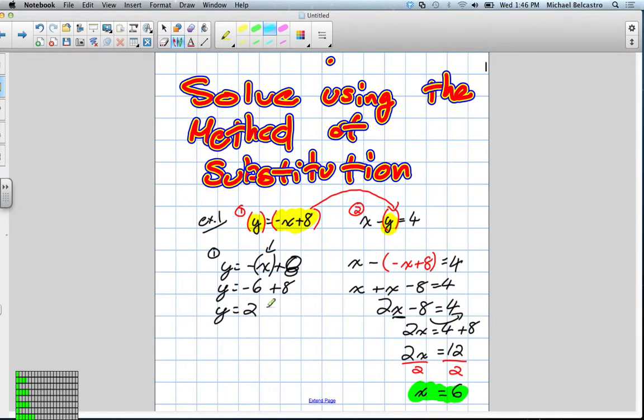We have an answer x is equal to 6 and another answer y is equal to 2. And what that means in terms of graphing, again, this happened to be nice round numbers, but these two lines are going to intersect each other at the coordinate of 6 and 2. That's our x value and that's our y value. So if we graph these, we find that they would intersect each other at that point.